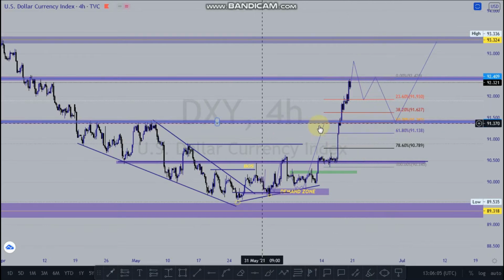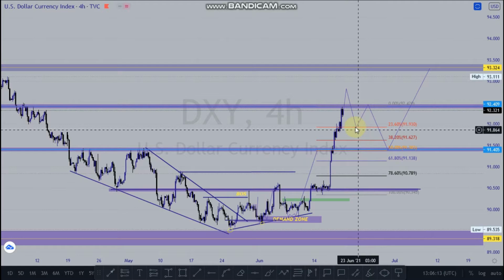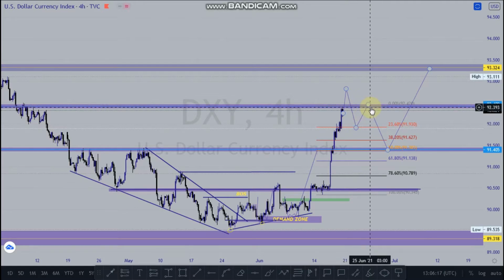This is the 50%, and concerning this 50%, we have a structured level here. So for me, I want the dollar to fake out and come in to test this 23 level, and then just test this level again.